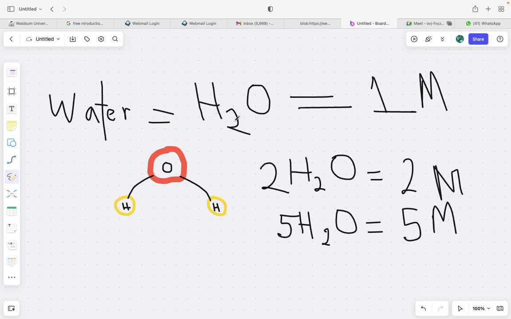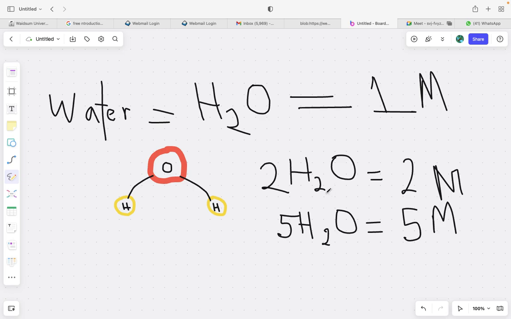Let's talk about the atoms now. We have two atoms of hydrogen and one atom of oxygen, right? For this one molecule of water, we have two atoms of hydrogen and one atom of oxygen, right? But for these two molecules of water, the atoms of hydrogen is now what? What is the number of atoms?